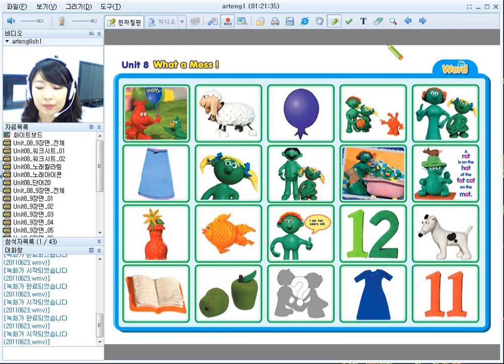Very good. Here goes the word quiz. First question. This is a container for holding flowers for decoration. What is this? It's a vase.